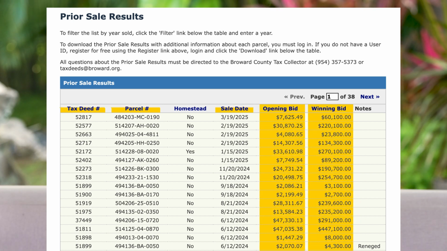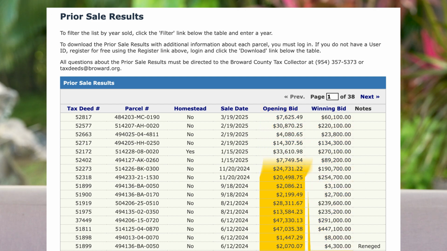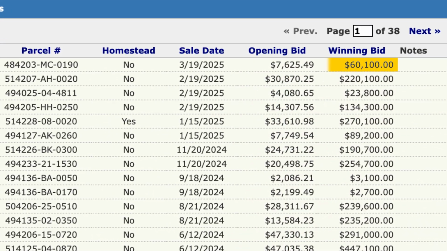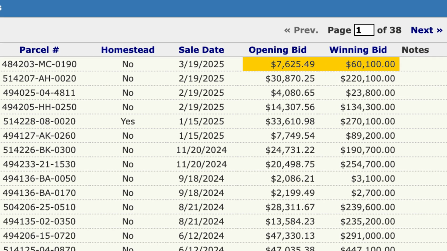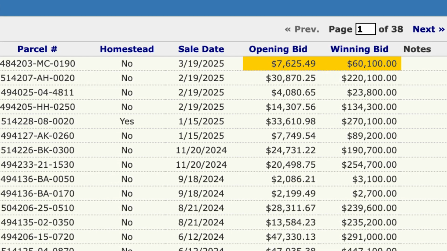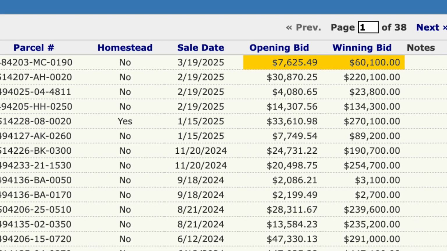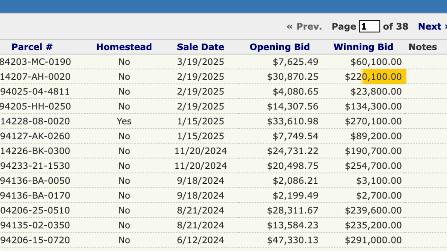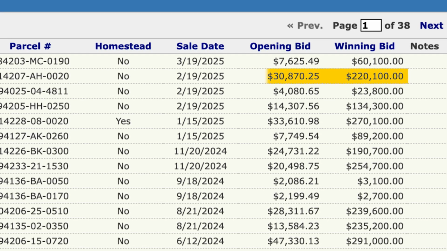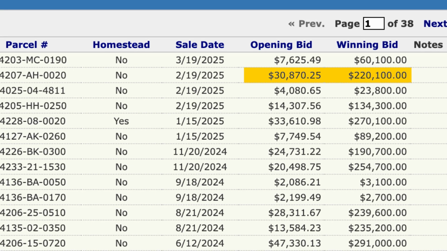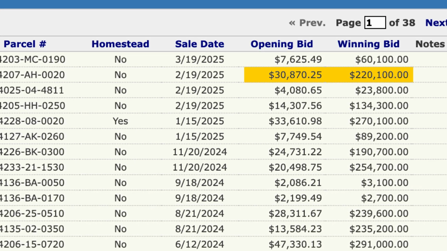And the overage is just the difference between the winning bid versus the opening bid. Like for example, the first one, the winning bid was $60,100 and the opening bid was $7,600. So for round purposes, there's about $54,000 left over in overages money. And the second one, winning bid $220,000, opening bid $30,000. So for round figures, there's $190,000 that's available for the former owner to claim.